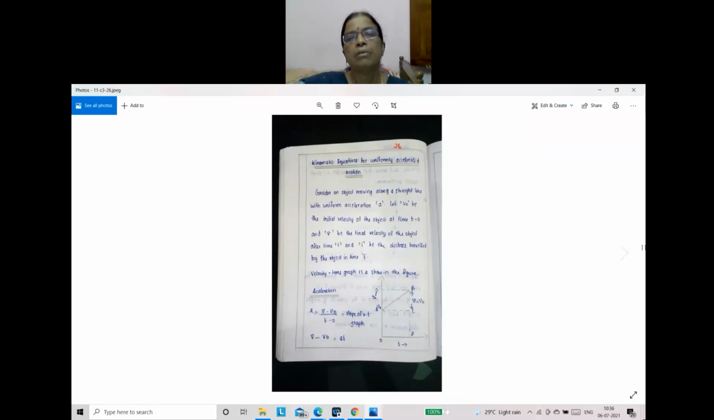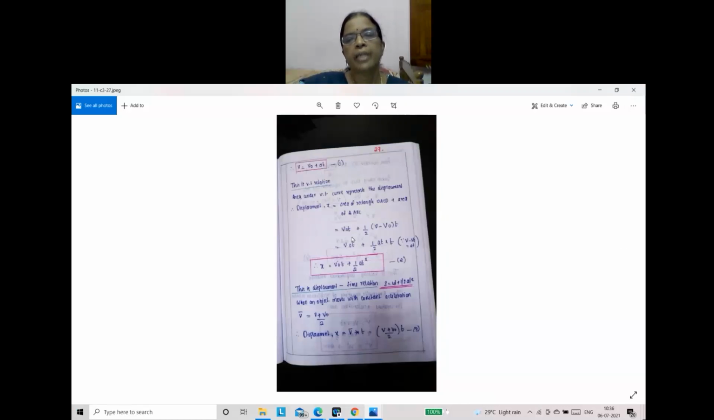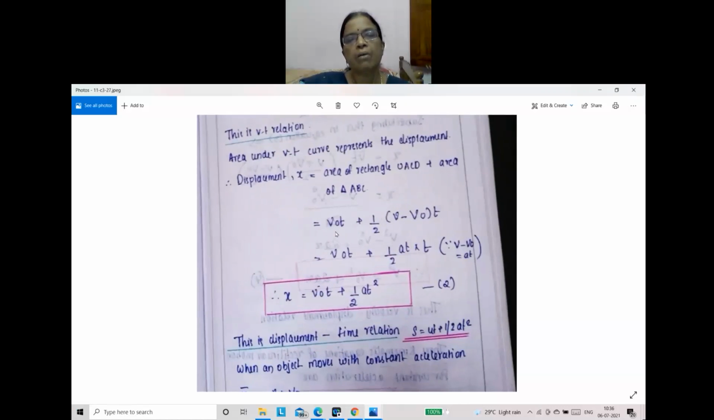Then we can see how they determine that. See, V0 into T is the area of the rectangle. Area of the triangle is half into V minus V0 into T. Clear, children? This step?